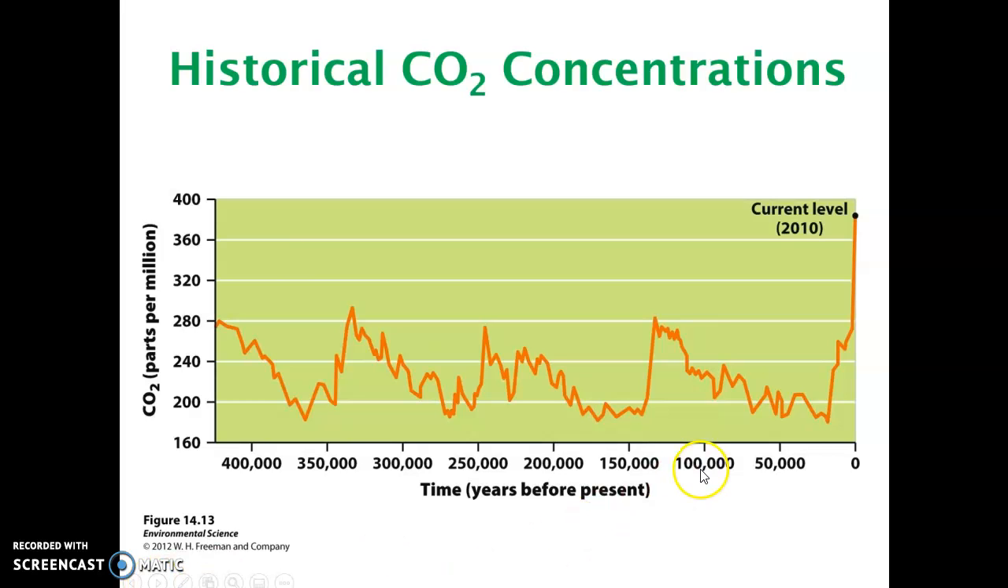And in fact, if we look at how the cyclical pattern has existed, what we would expect to happen in the current age is that we would be going into an ice age. The temperature should be dropping, and the CO2 levels should be dropping, not increasing.